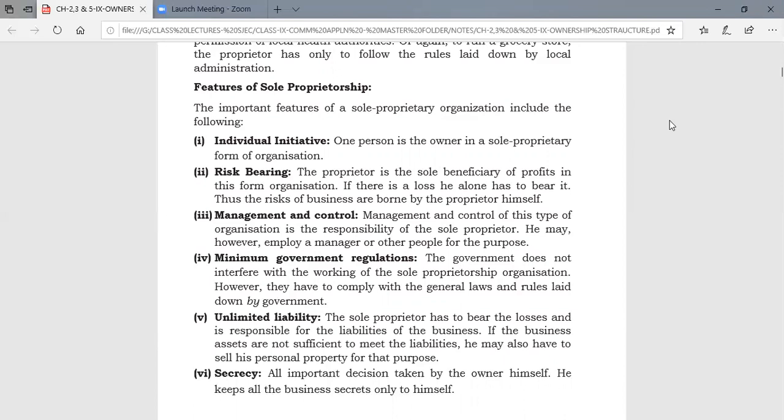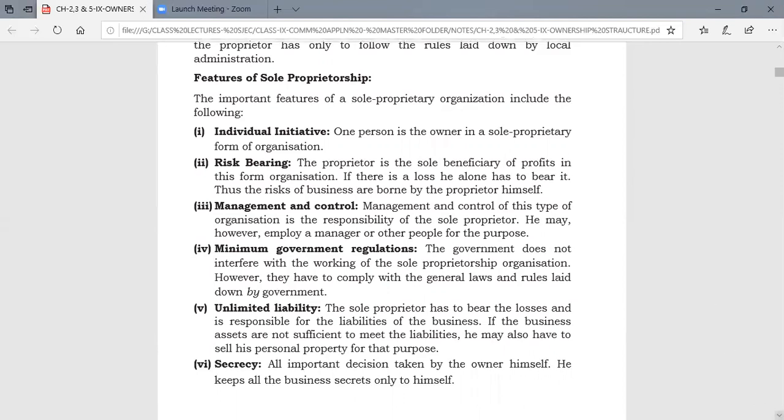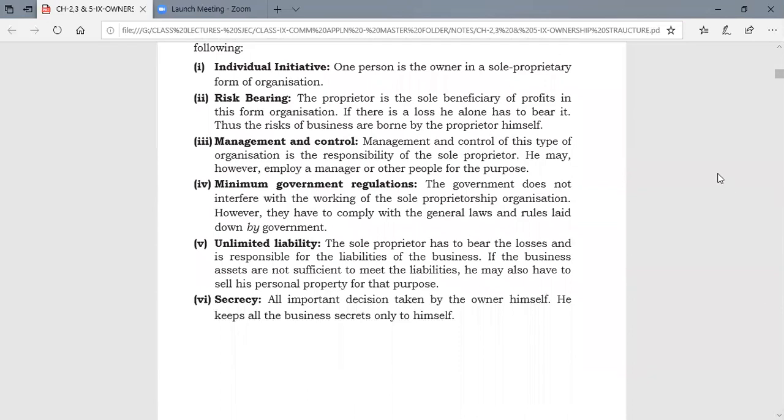Risk bearing. Since he is the only person, all the risks pertaining to the organization or business, rather I would say, are to be borne by the owner. Every business has risk. No business is there which does not have risk. So in this type of business, sole proprietorship, whatever risks are there, they are to be borne by the owner of the organization.